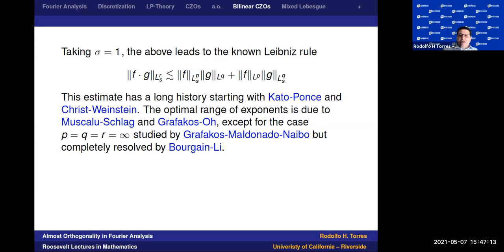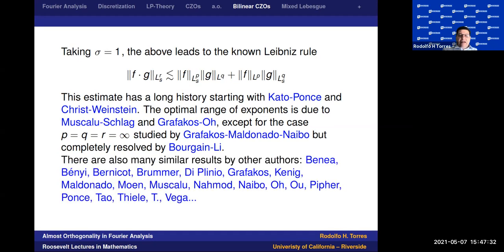It goes back to the original work of Kato and Ponce and Christ and Weinstein, and now it has been studied for many different exponents. The last result was by Bourgain and Li, which addressed the case when P, Q, and R are all infinity. So all these estimates are based on L infinity. Okay, and many other results. Those are all the names I can think of off the top of my head.